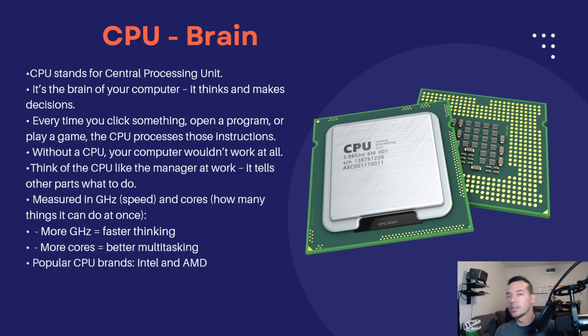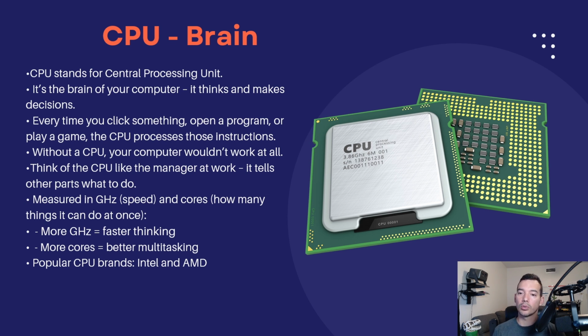CPU, brain. CPU stands for Central Processing Unit. It's the brain of your computer. It thinks and makes decisions. Every time you click something, open a program, or play a game, the CPU processes those instructions. Without a CPU, your computer wouldn't work at all. Think of the CPU like the manager at work. It tells other parts what to do, measured in gigahertz, speed, and cores, how many things it can do at once.